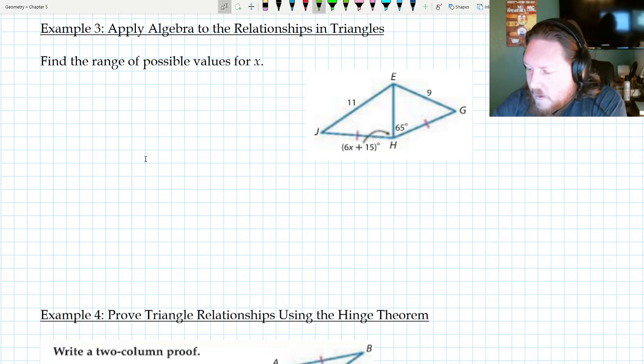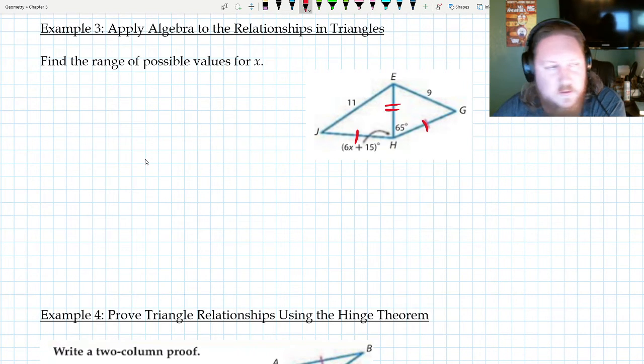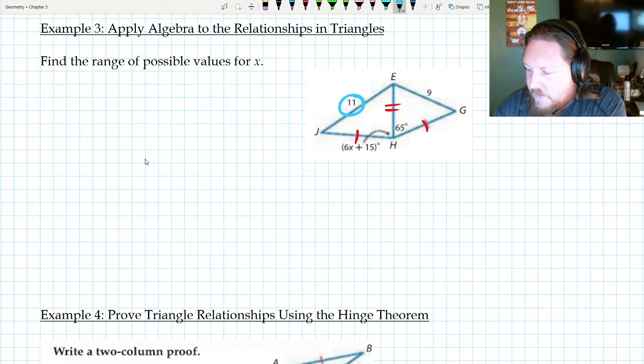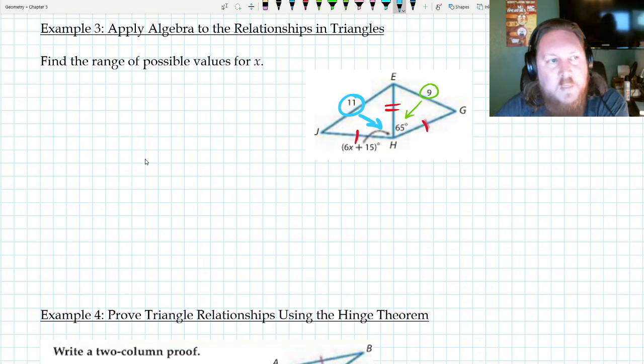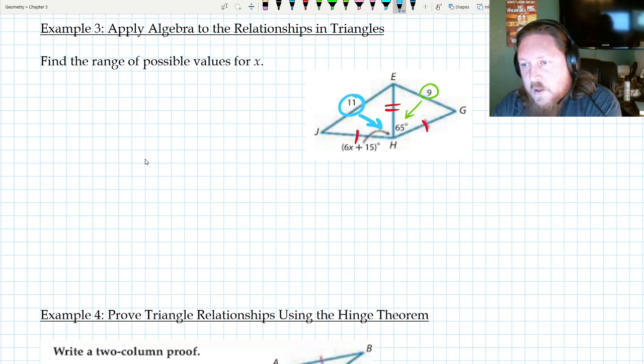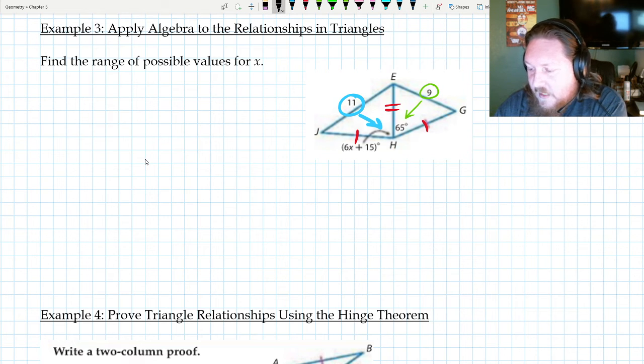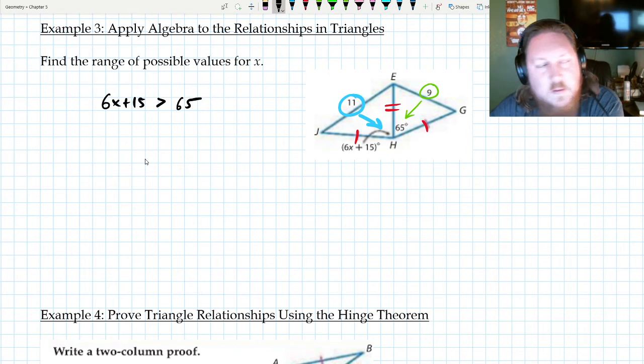hinge theorem. And if we take a look here, you'll see we've got a pair of congruent sides and a shared side, so it's congruent to itself. And then we have two sides, 11 and 9, and the corresponding angles to them, the opposite angles there, are going to be in a size relationship based on them. And 11 is larger than 9, so the angle that's opposite the 11, the 6x plus 15, should be greater than the 65 degrees in the other one.